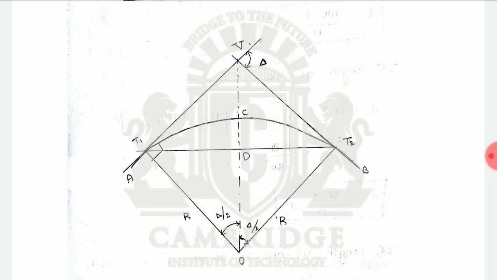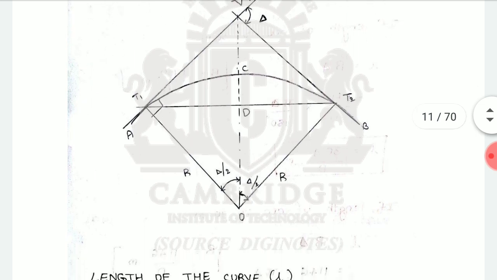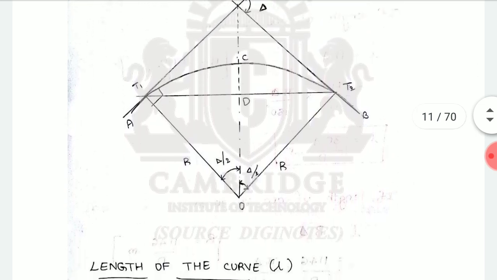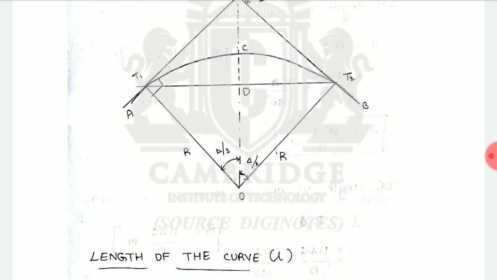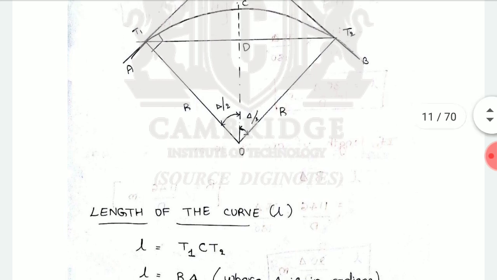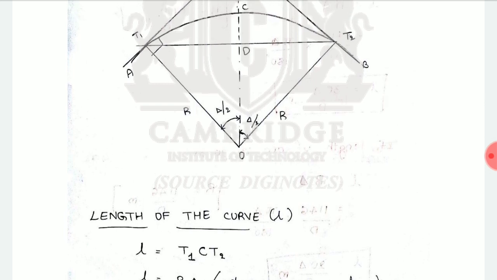Just look at the figure indicating the curve, a simple curve with radius R and deflection angle delta. First we will start with the derivation for the equation of length of the curve. If you look at the curve here, length of the curve is from point T1 to T2, that is T1 C T2, we call it the length of the curve. So I am writing it here, L is equal to T1 C T2, that is length of the curve.